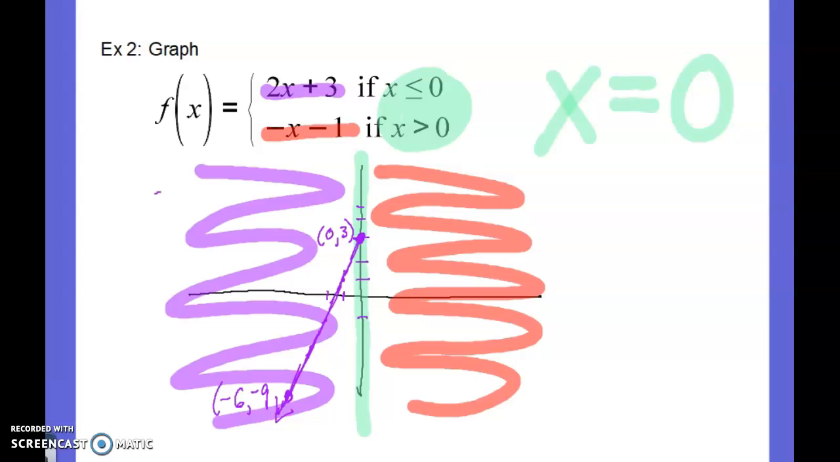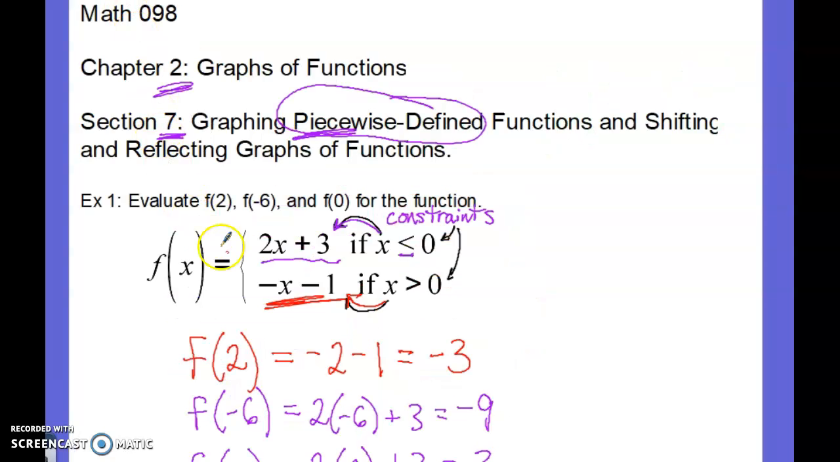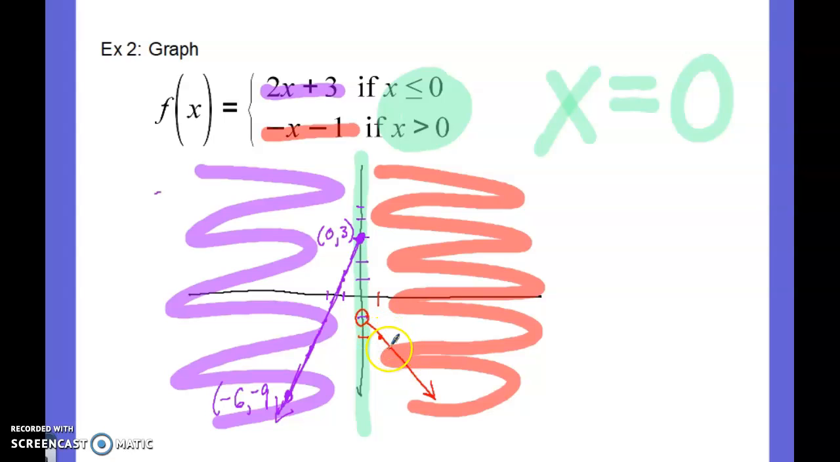Now there's one more thing that you need to know. Because x cannot equal 0 for this piece, you still want to find the y-intercept of this problem, which is down to negative 1. But you put an open circle because it cannot equal 0 at that point. And then it's down 1, right 1 from there. And if I go back a slide, where it said when x was 2, y was negative 3, that point is definitely a value on there.